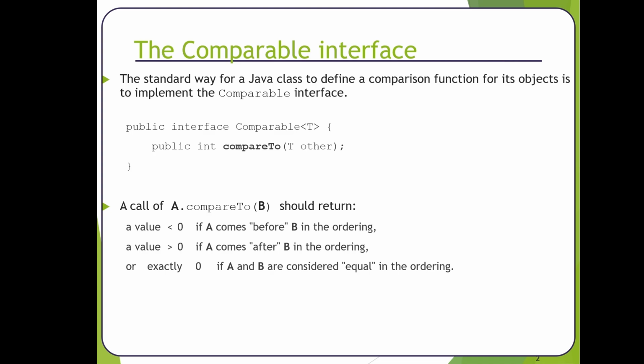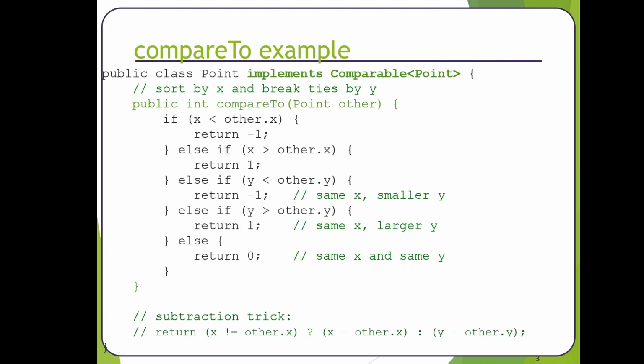So how do we define a Comparable interface? public interface Comparable. We have to implement a function whose name is compareTo, which takes one parameter. A call to a.compareTo(b) should return a value less than 0 if a comes before b in the ordering, a value greater than 0 if a comes after b in the ordering, or exactly 0 if a and b are considered equal in the ordering.